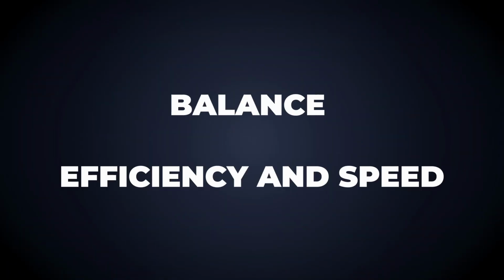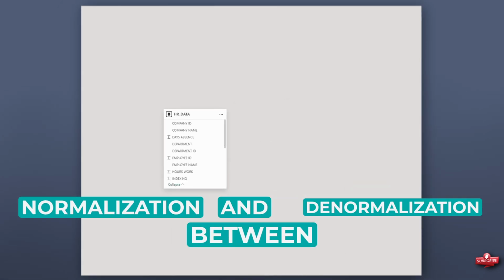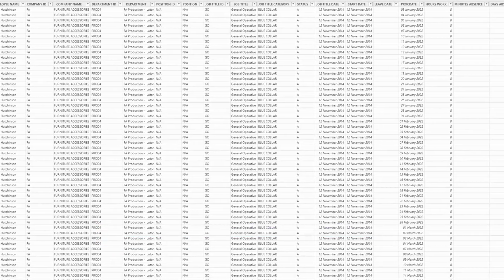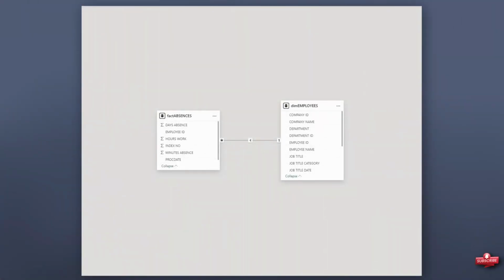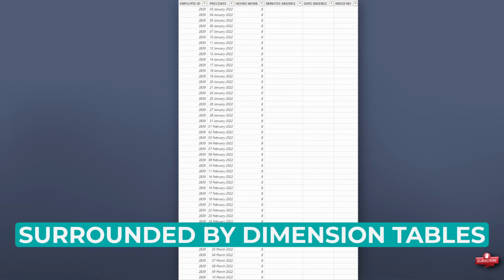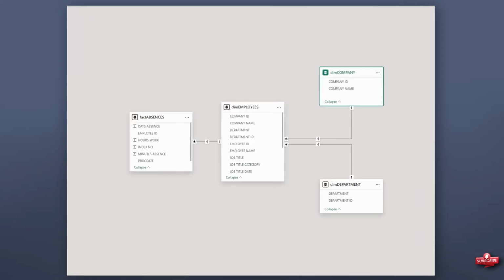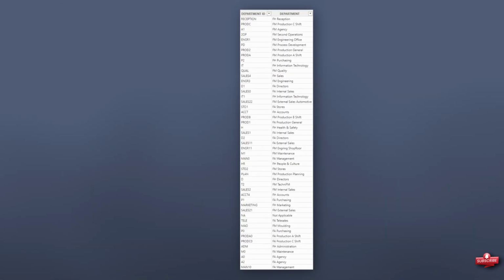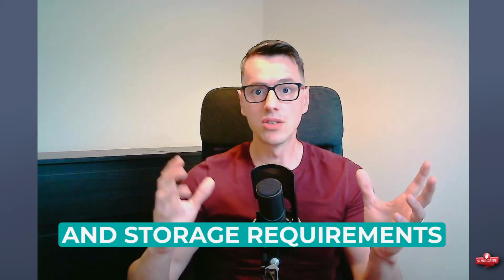Balance efficiency and speed. You need to find a balance between normalization and denormalization. An example of denormalized data is an Excel flat file containing all the information about your employees, including absences. For the same dataset, a first normal form is where you have a fact table for absences and a dimension table for employees. And you can go even further towards normalization by having a different dimension table for the department they are working for. Normalization reduces data redundancy and storage requirements.